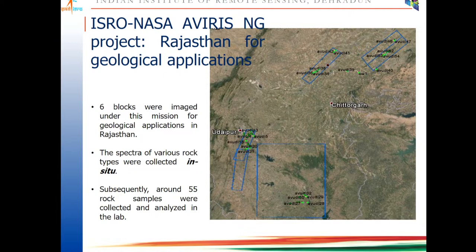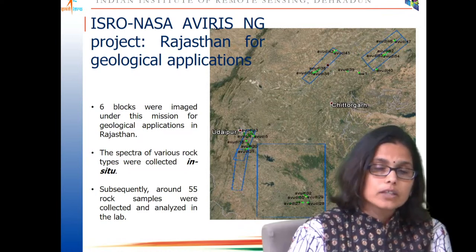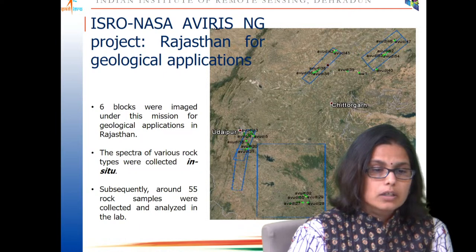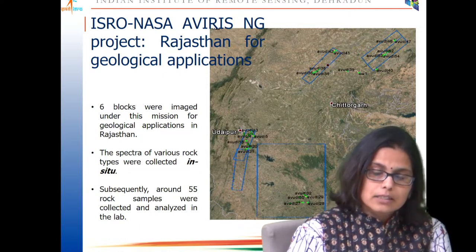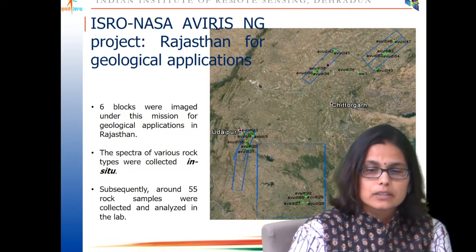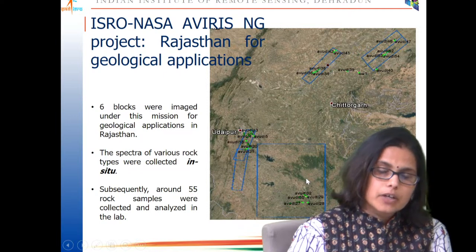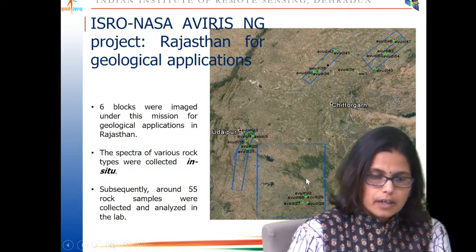There was a joint campaign between ISRO and NASA for the AVIRIS-NG project. The AVIRIS-NG is a new generation AVIRIS sensor. Initially the AVIRIS had a 10 nanometer spectral interval, and now with this new generation we have got a 5 nanometer spectral interval. So I was the PI for Rajasthan for the geological application. So these are the polygons you can see over here. These polygons were used for the identification of the minerals present in that area.